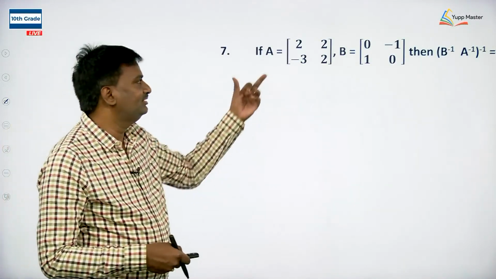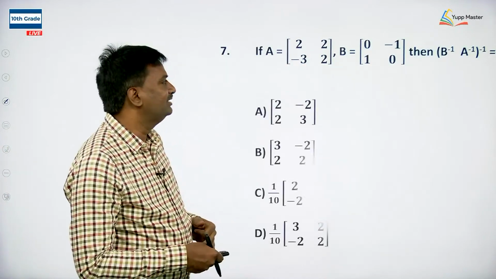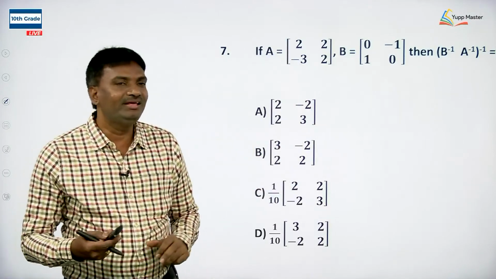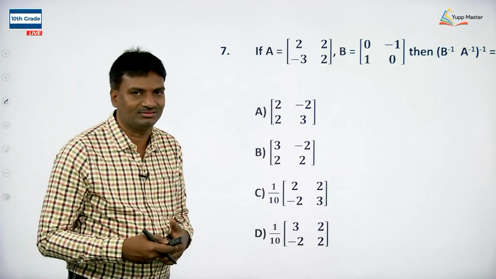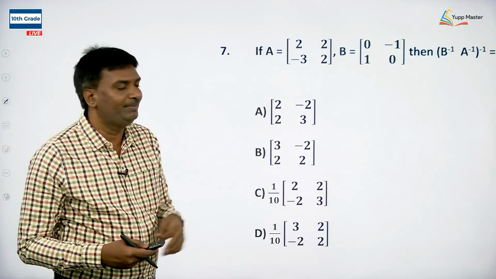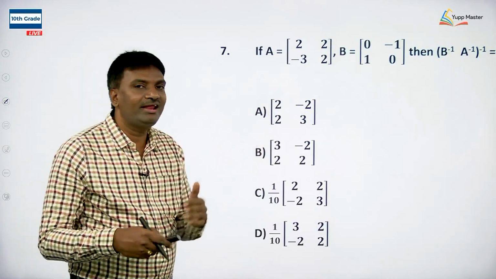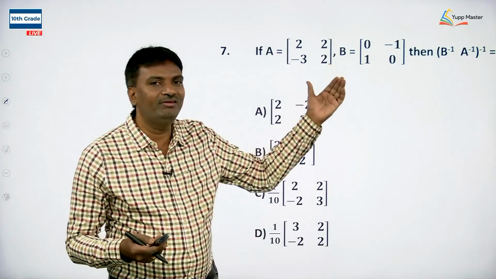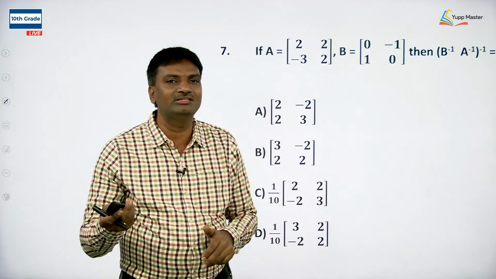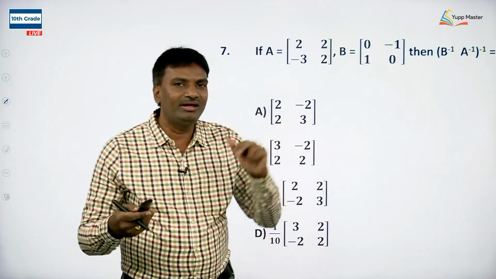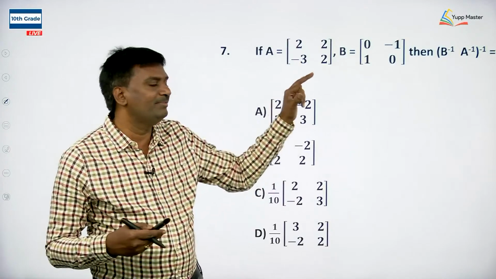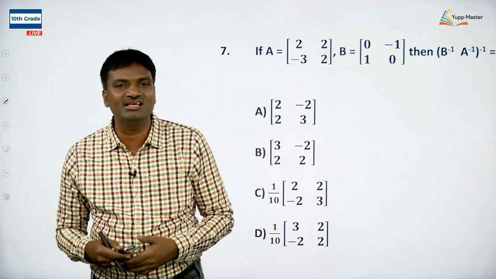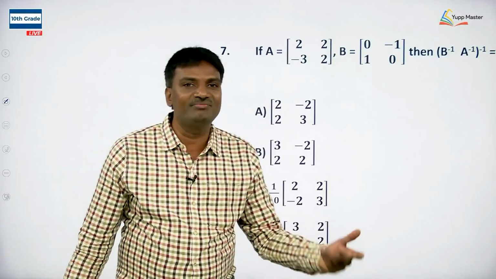Next, children, here we have two matrices A and B. For these two matrices A and B, we have to find B inverse, A inverse, whole inverse. Generally, first we have to find B inverse by doing 1 by AD minus BC, D, minus B, minus C, A. Find A inverse the same way, multiply them, and again you will get a matrix. For that matrix again we have to find the inverse by using the same formula 1 by AD minus BC, D, minus B, minus C, A.